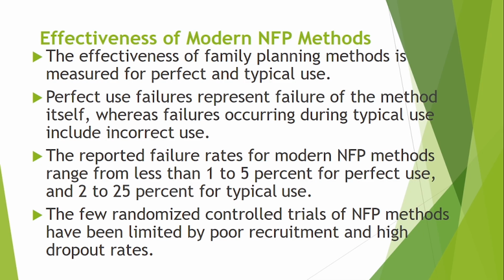The reported failure rates for modern natural family methods range from less than 1 to 5% for perfect use, which is almost at par with some hormonal contraceptives, and 2 to 25% for typical use. The few randomized control trials of natural family planning methods have been limited by poor recruitment and high dropout rates, because for couples to practice it, they need to be highly motivated in order to be consistent. What are the benefits of natural family planning?